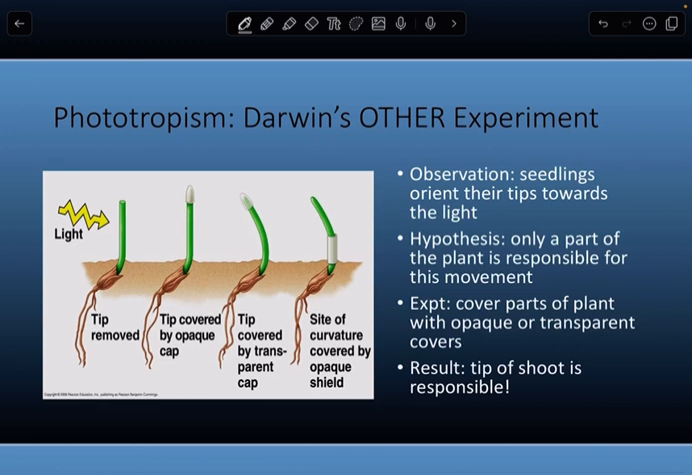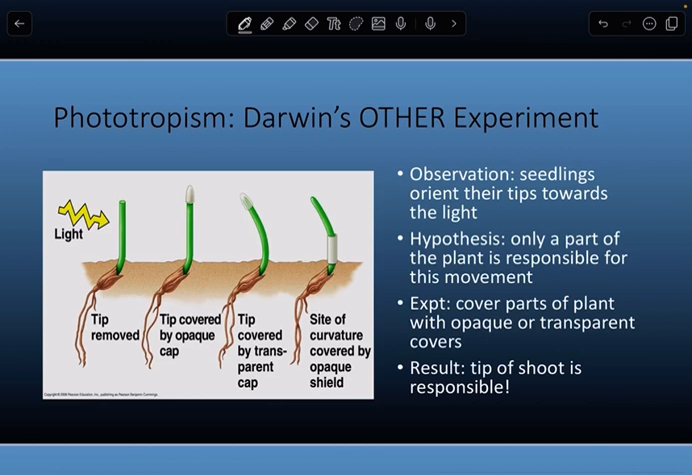He also tried to cover the lower part of the plant to see if he could block the movement, but it didn't block the movement of the plant. But these three are really the primary ones that show, right? It was the tip, and it wasn't the cap, it was the fact the cap blocked the light.